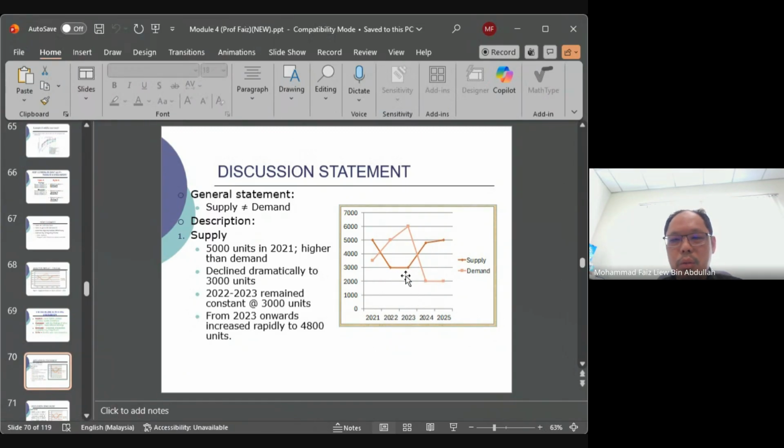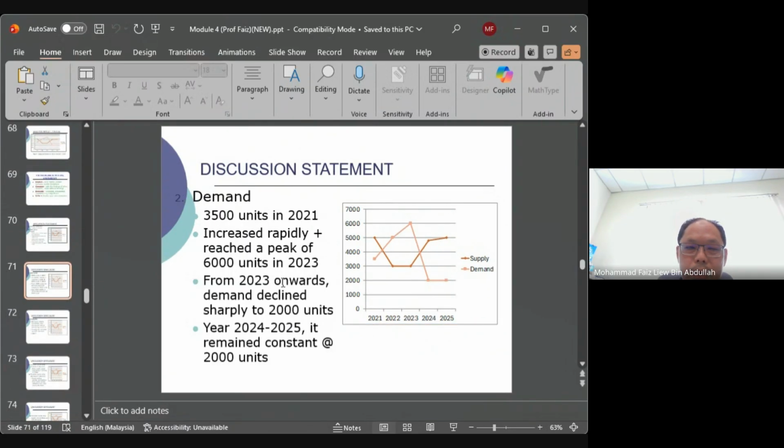So the description: supply 5,000 units in 2021, higher than demand, but then declined dramatically to 3,000 units. And then every single plot of the graph you have to explain, high, low, and even this stagnant phase between 2020 and 2023 remaining at 3,000 units, you can also explain. From 2023 onwards, it increased rapidly to 4,100 units. So when you look at the graph, these are the kind of descriptions that you should write pertaining to this graph.